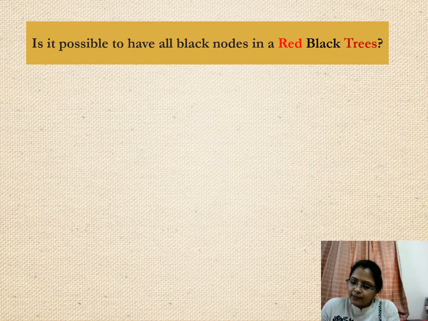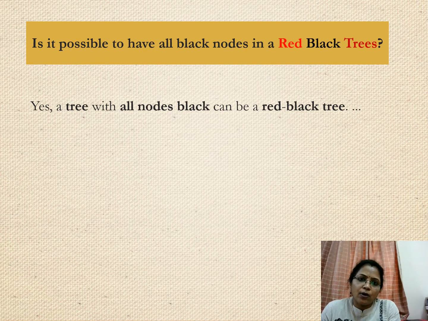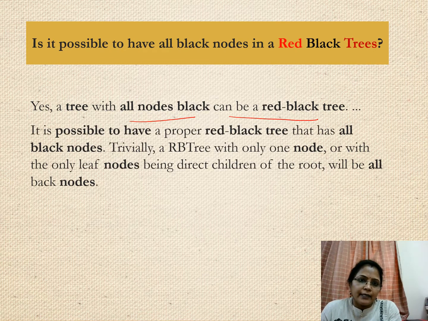From all these examples we have studied how we can verify a red black tree. Now a question is, is it possible to have all black nodes in a red black tree? Is it possible that all nodes in your red black tree can be black? Yes, it is possible. The answer to this question is yes, a tree with all nodes black can be a red black tree. It is possible to have a proper red black tree that has all black nodes. So this is the answer to the question.